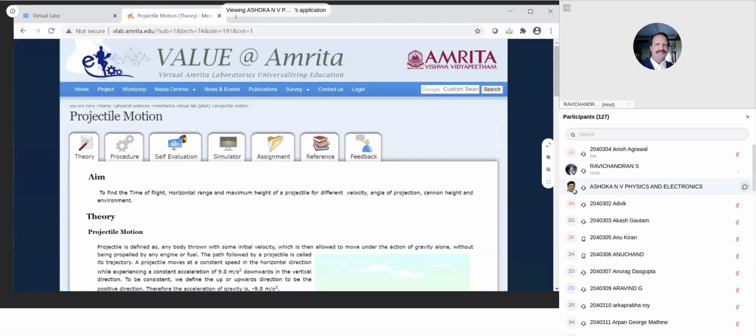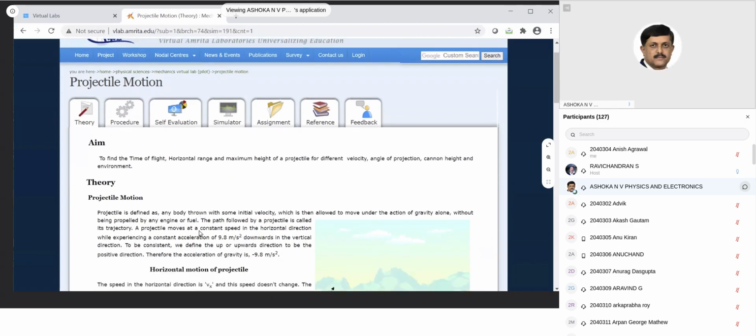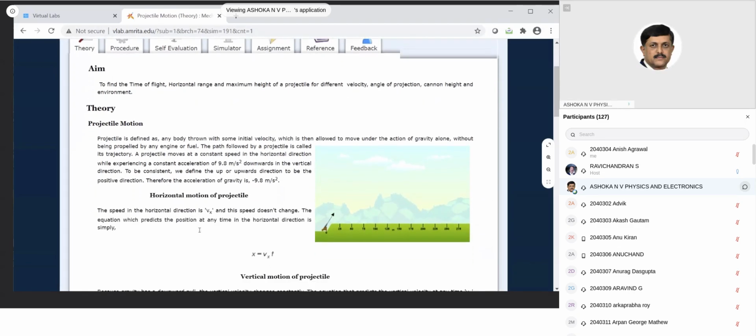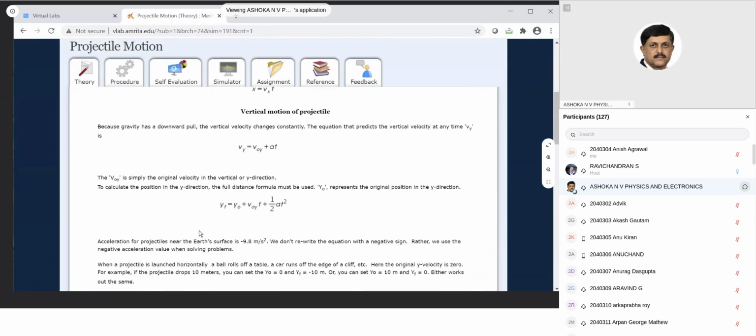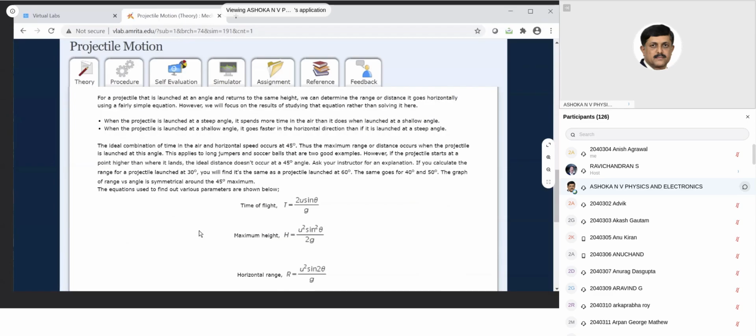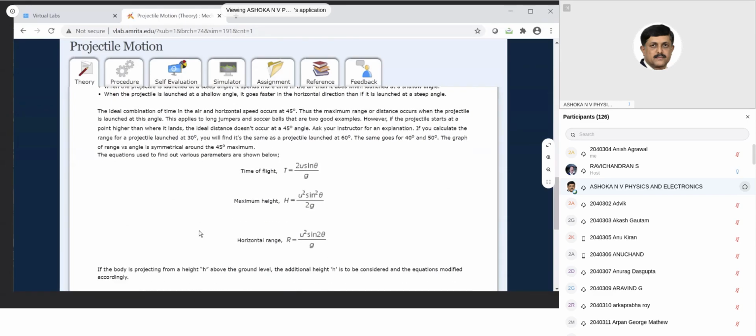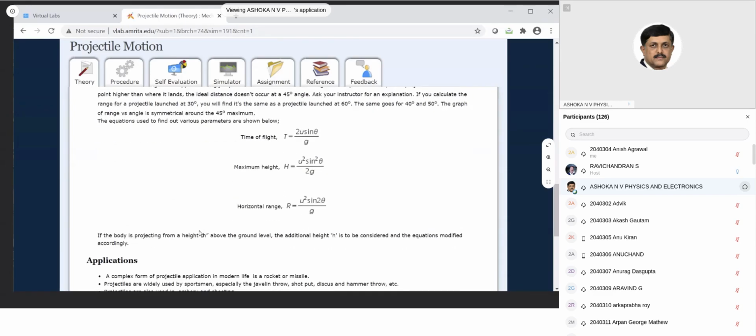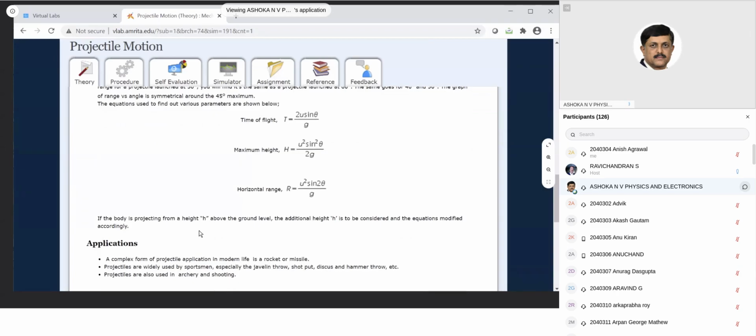Yes, this is the IIT Bombay lab where I have gone. In this theory, everything we have discussed is given again here. So X displacement, all this is there. What I have discussed now, everything is given here also. The time of flight, maximum height, horizontal range, applications, I told you.